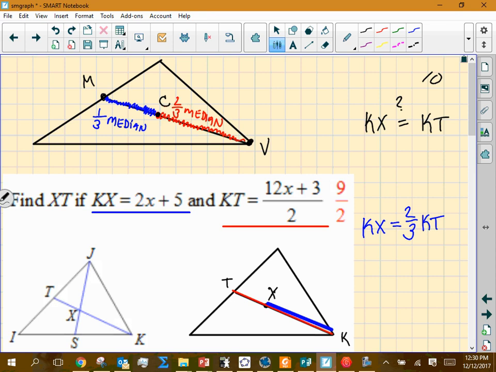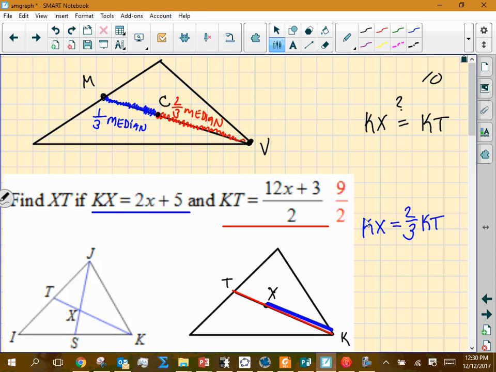Well, is 2/3 between 0 and 1? Yeah. So I know that I want to take KT, a larger distance, and multiply it by a number between 0 and 1, and it should shrink KT, and it will shrink it down to the same size that KX is. And it'll give me that equation. Is that doable? Okay.